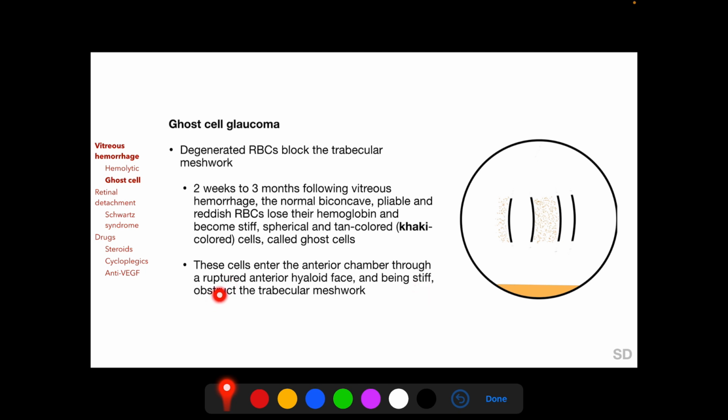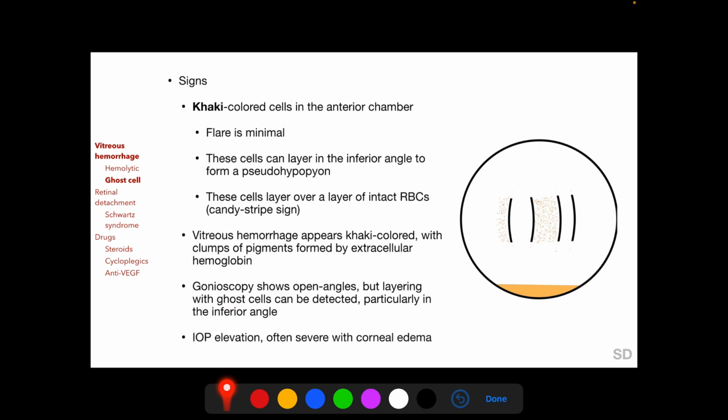the trabecular meshwork. I could not find a non-copyrighted image of ghost cell on the internet, so please look up the web for a clinical photograph. Clinical features of ghost cell glaucoma include khaki-colored cells detectable in the anterior chamber, and the color of these cells as represented here in this diagram is very important to appreciate.